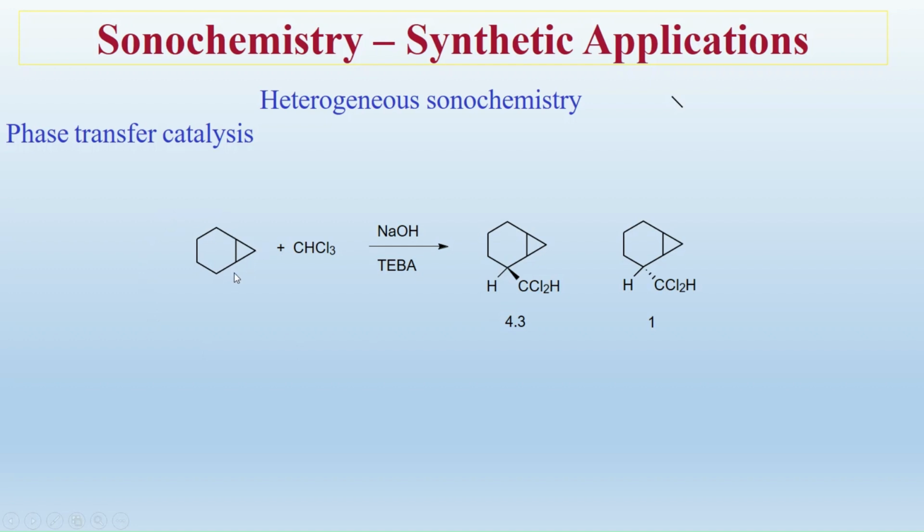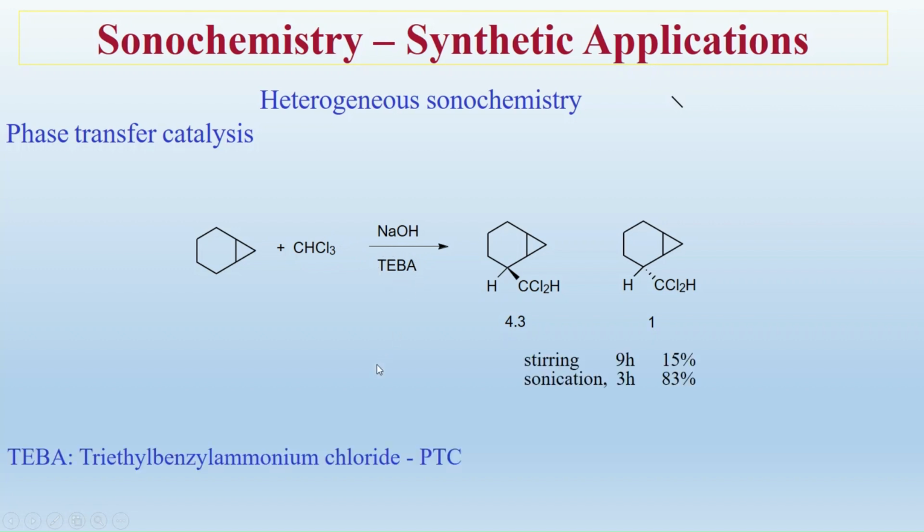Treat this organic compound with chloroform in the presence of sodium hydroxide by using a phase transfer catalyst like triethyl benzyl ammonium chloride. We got R and S configuration products in the ratio of 4:1. Under normal stirring condition, the reaction for completion took 9 hours and the yield was just 15%.